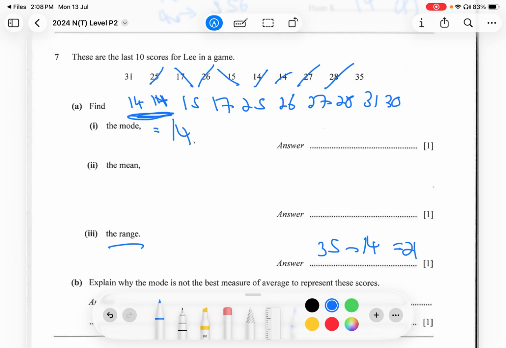You see this part. The median is in the center of 10 numbers, 4th and 5th. Here, the median is the center of 25 and 26. 25 plus 26 divided by 2, 25.5. This is the median. Okay, for this.